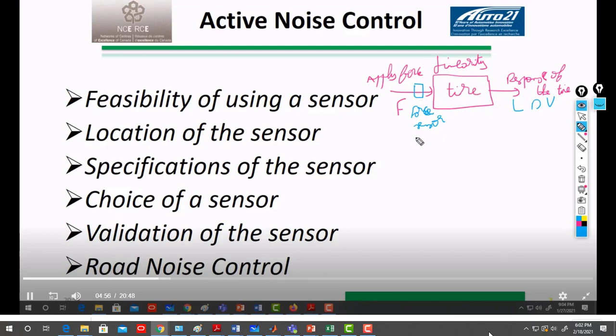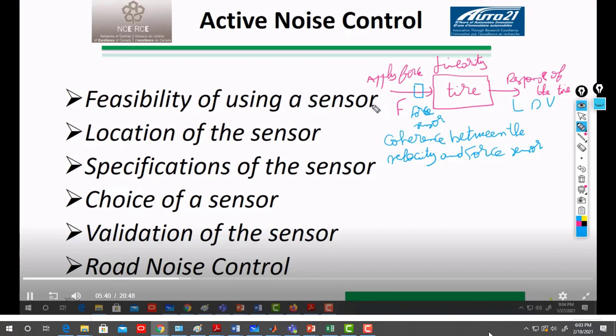How did we check the linearity? We computed the coherence between the response of the tire, which is the velocity measured from the LDV, and the force measured by the force sensor. So that is the first experiment we did to check the feasibility.